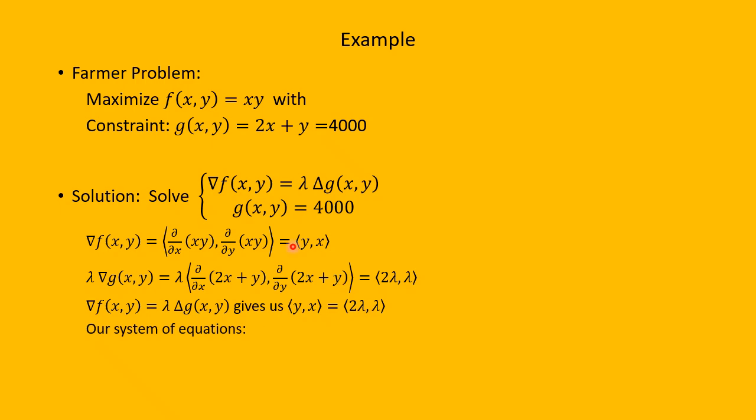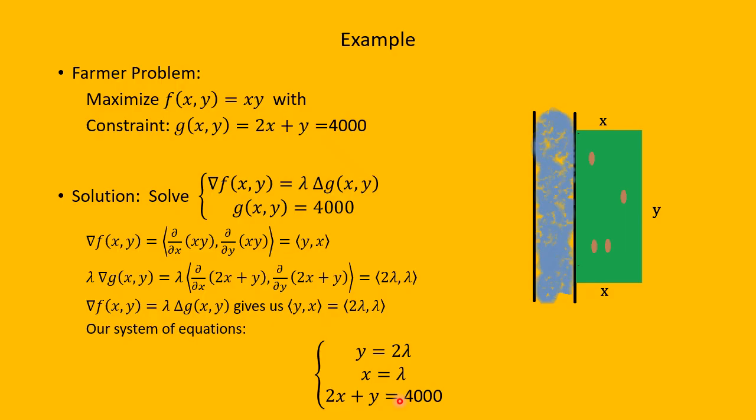Now, what is our system of equations going to be? Well, we're going to have the following. y has to equal 2 lambda, x has to equal lambda, and those are these two equations. And the last equation is our constraint, 2x plus y equals 4,000.